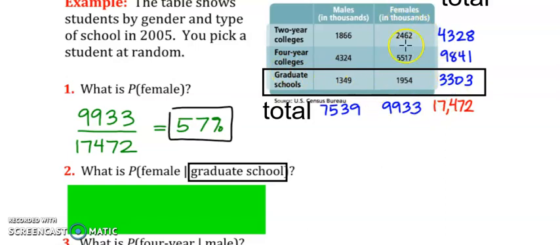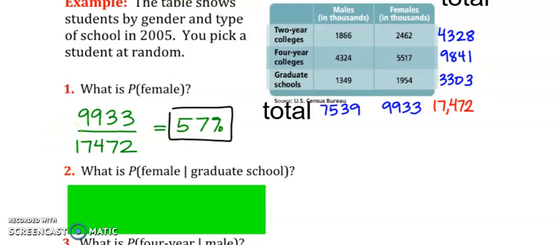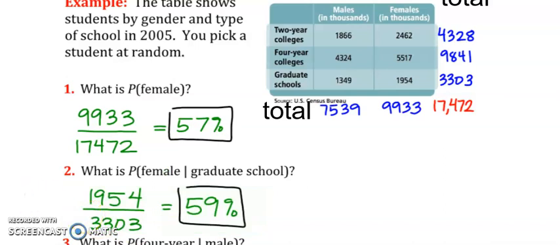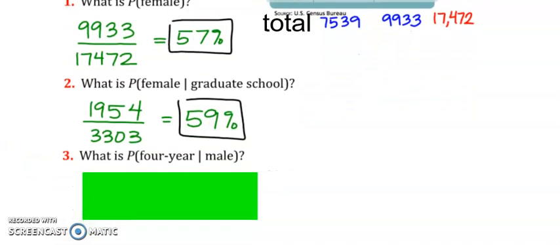So the probability of selecting a female out of this group was 1,954 out of a total of 3,303. Well, that sounds like calculator work to me. That'd be 59%. So again, I'm taking the female students who are also in graduate school, dividing it only by the graduate school numbers.